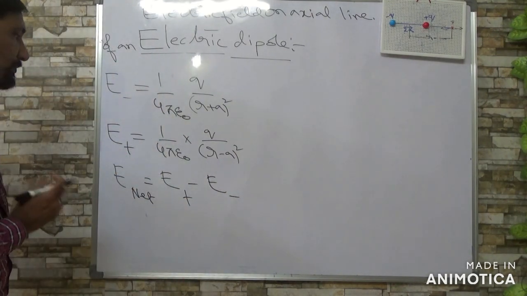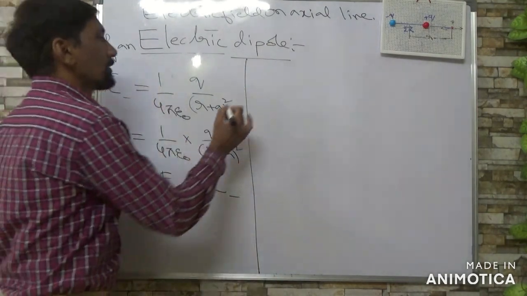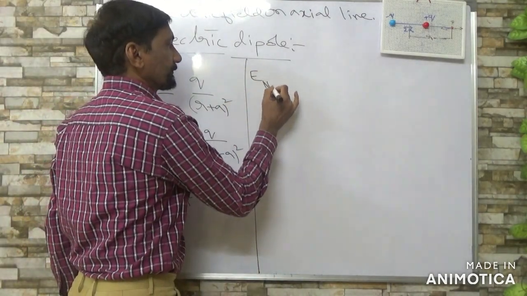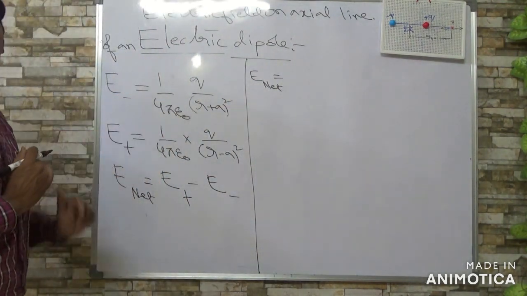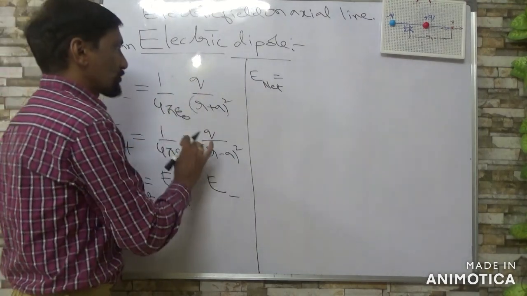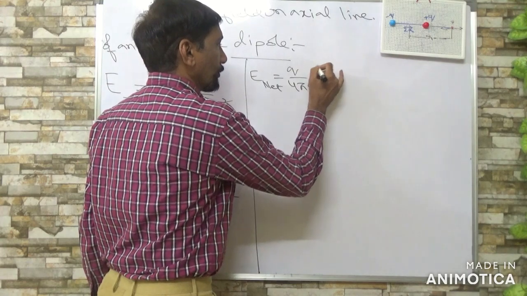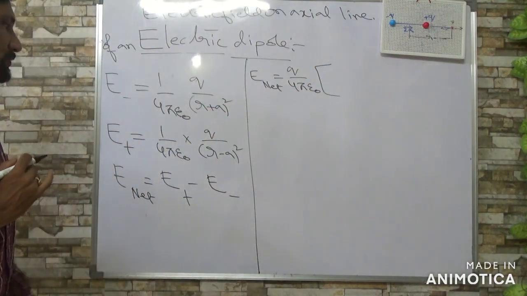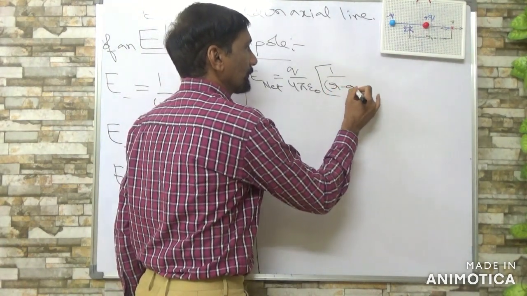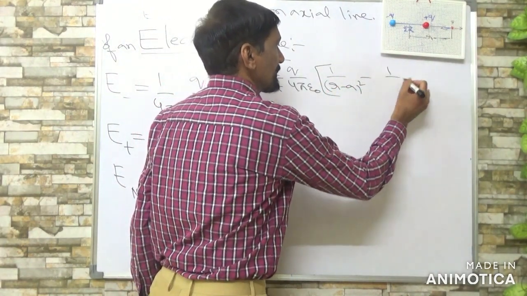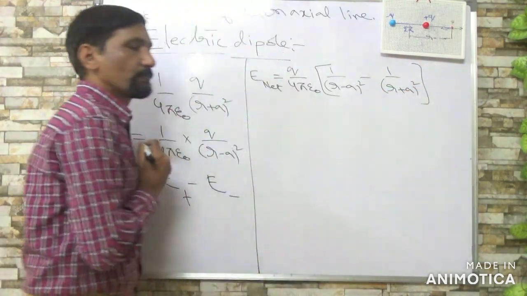Now, E net is equal to, if you notice, q by 4 pi epsilon naught is common in these two. So I am taking q by 4 pi epsilon naught common. So 1 by (r minus a) whole square minus 1 by (r plus a) whole square.